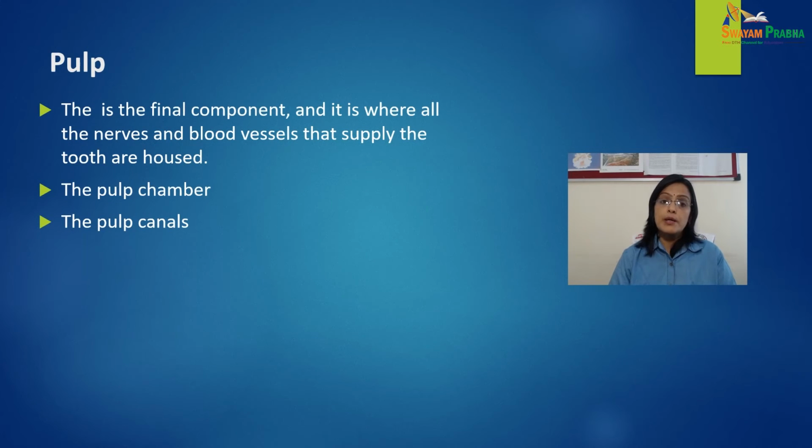So next is pulp. Pulp is the final component and it is where all the nerves and blood vessels that supply the tooth are housed. The pulp is divided into areas: the pulp chamber, which is located in the crown of the tooth, and the pulp canal, which is located in the root of the tooth. So this is about pulp.